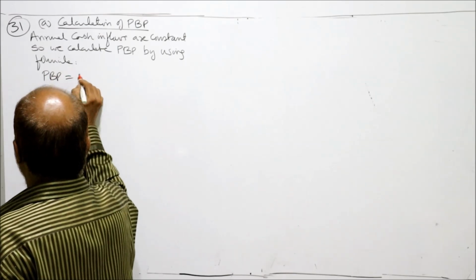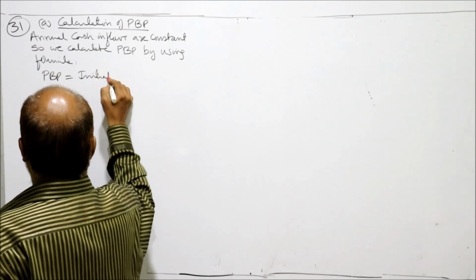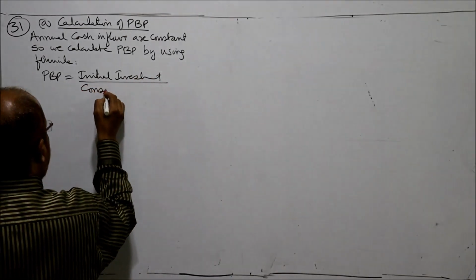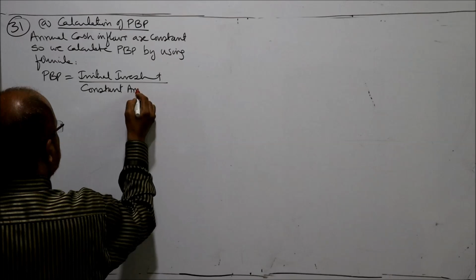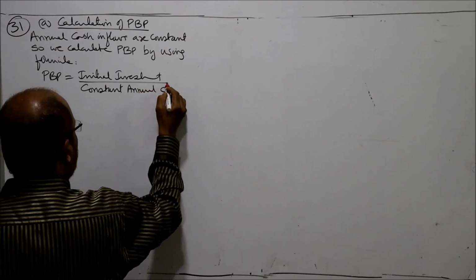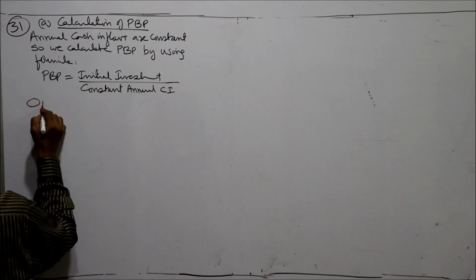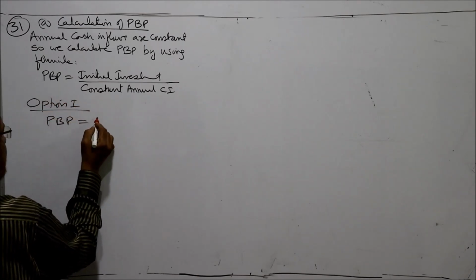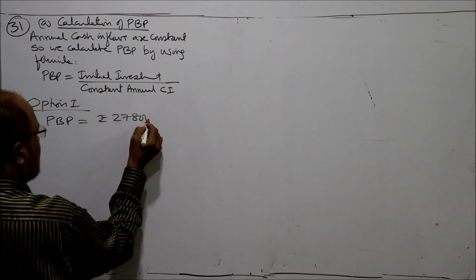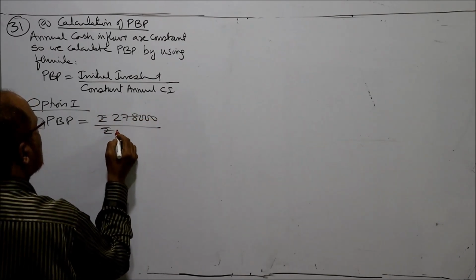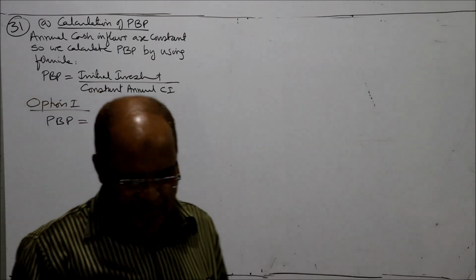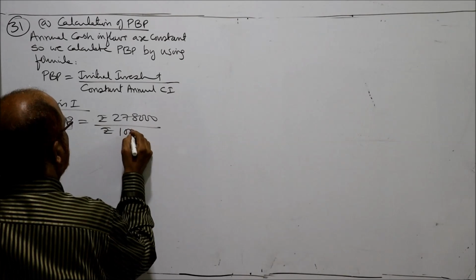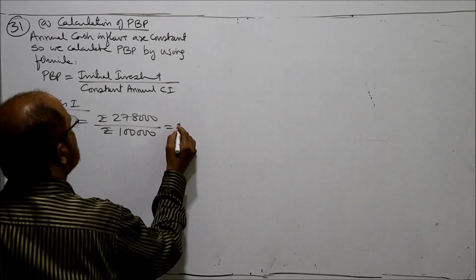PBP is equal to initial investment divided by constant annual cash inflow. So first, option 1. PBP is equal to 2,78,000 divided by annual cash inflow, which is constant at 1 lakh. The cost of the project is 2,78,000. So it is 2.78 years.